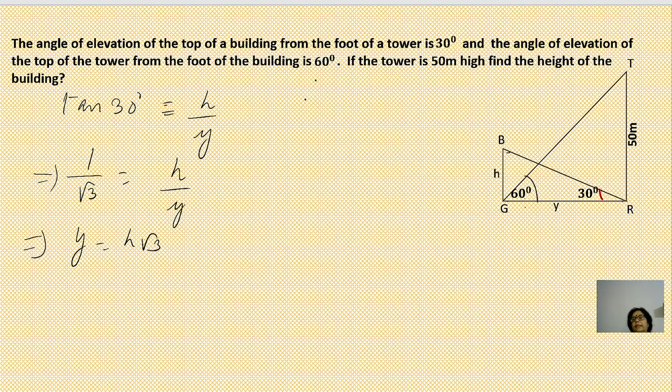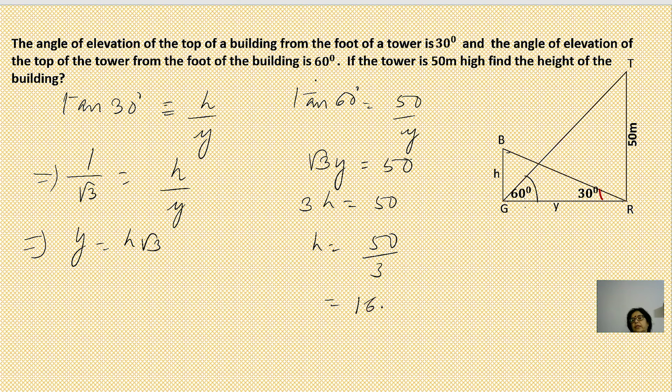Then we take tan 60 degrees, that is equal to 50 upon y. So tan 60 is root 3. So root 3 y is 50. Now y is h root 3. So if we put it over here, we get 3h is 50. So h is equal to 50 by 3. You can continue the division this way. So approximately 16.67 meters we can take as the height of the building over here.